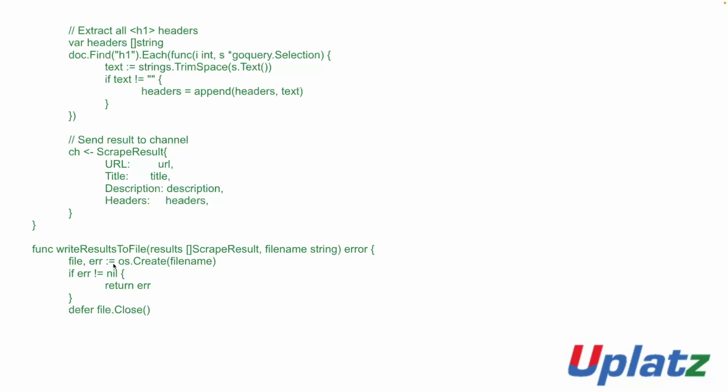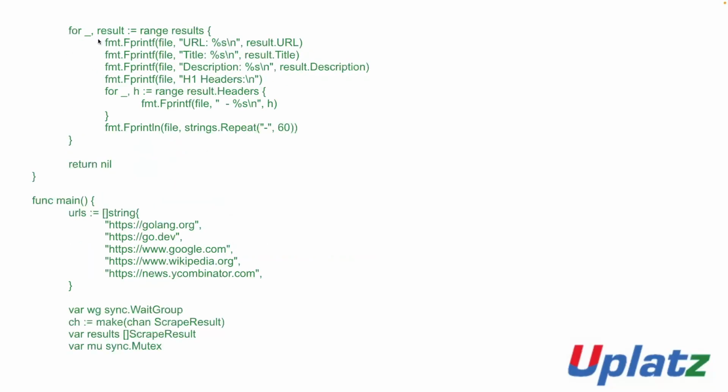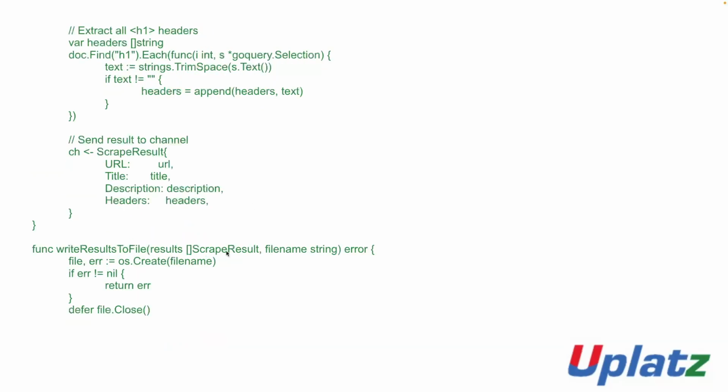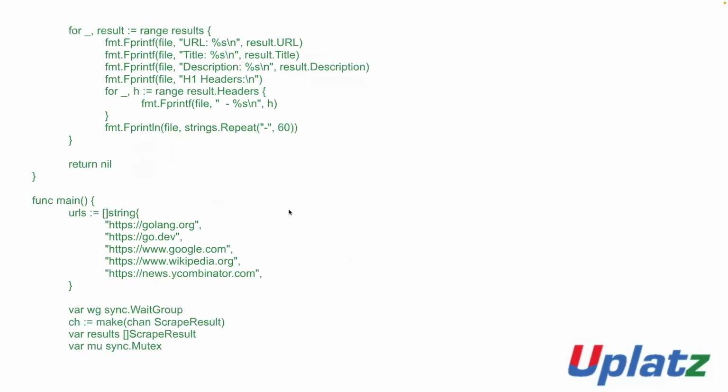file, err := os.Create(filename). It creates that file. If there is an error creating that file, then return the error. Then defer file.Close. It is created, then closed. For _, result := range results. Results is a slice, not an array, that we defined here: results of ScrapeResult type elements.